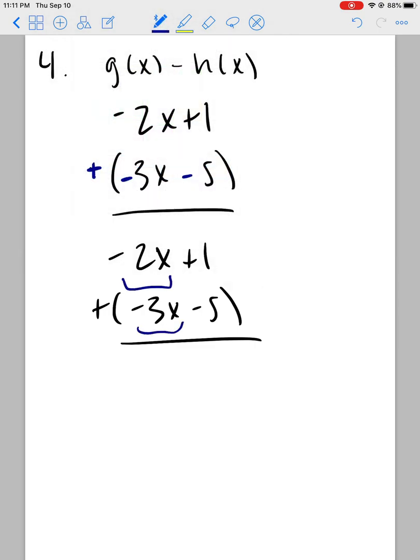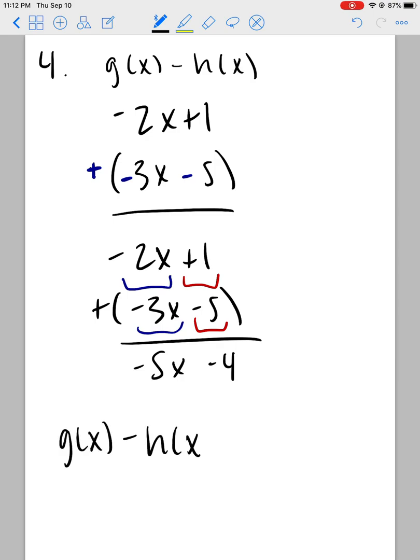So again, our like terms. So 1 plus a negative 5 is a negative 4, and negative 2x plus negative 3x is negative 5x. So g of x minus h of x equals negative 5x minus 4. And you don't have to flip your signs. I just do that because I think it's a little easier, but for you, if it makes more sense just to leave it and subtract each term individually, you can definitely do that as well.